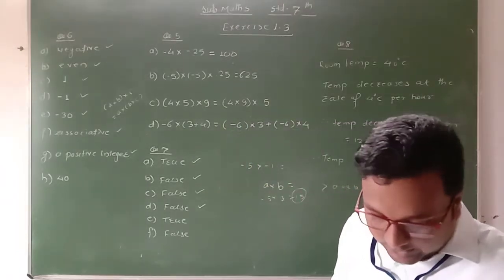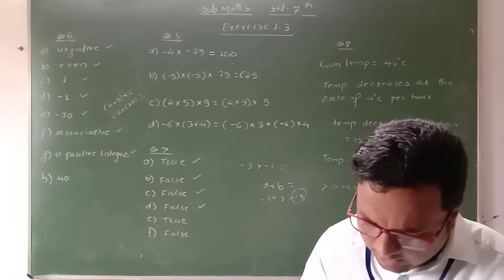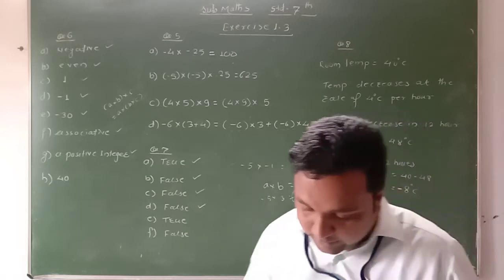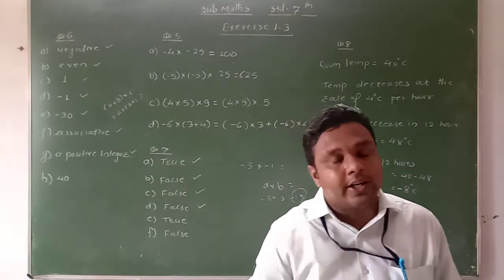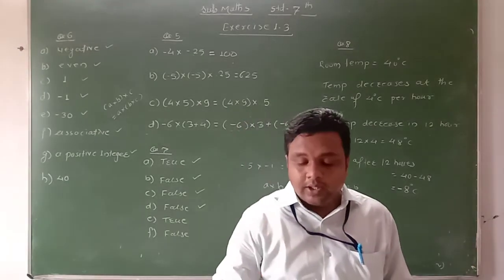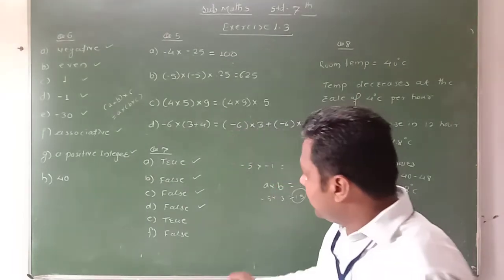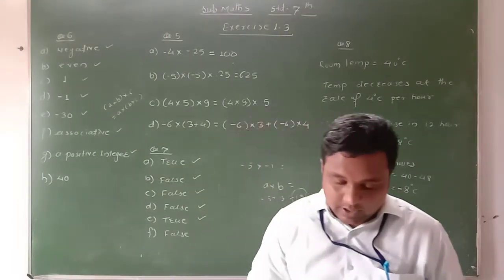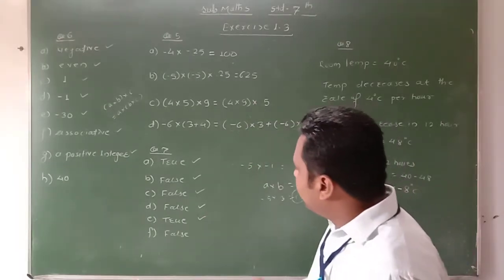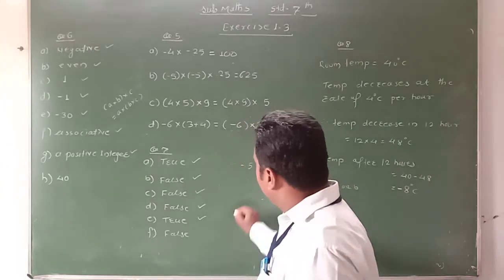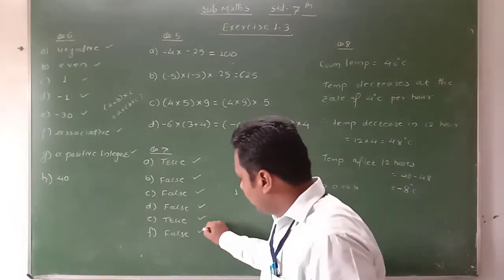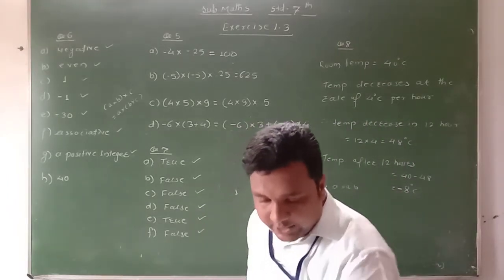Now what about the next statement? Multiplication is commutative for the integers. We already saw in the properties of integers that multiplication is commutative, therefore this statement is true. Then next: minus 1 is the multiplicative identity of the integers. Minus 1 is not the multiplicative identity; 1 is the multiplicative identity of the integers. Therefore this statement is false. I hope you understand all these true and false statements.